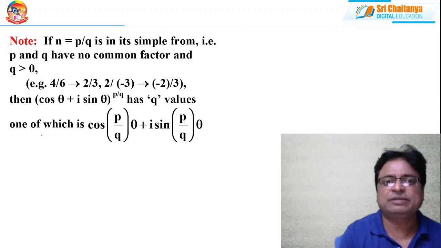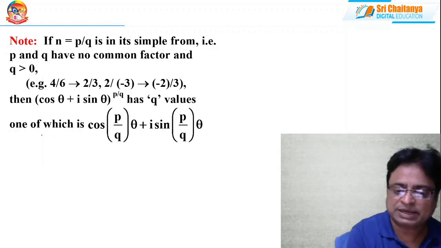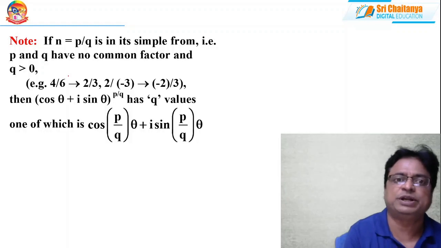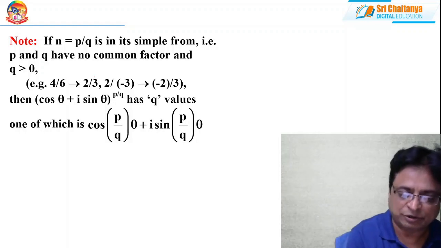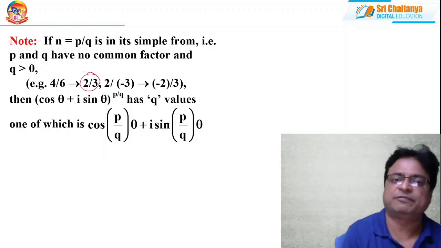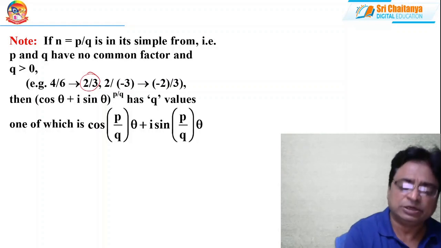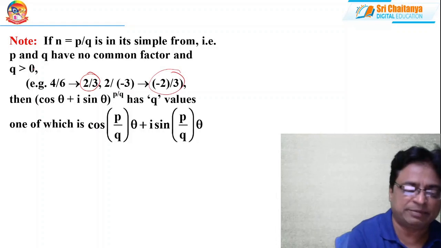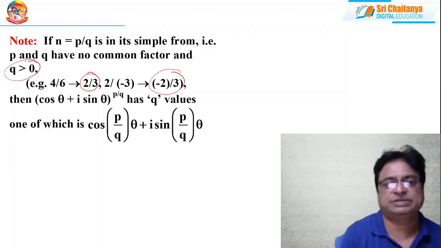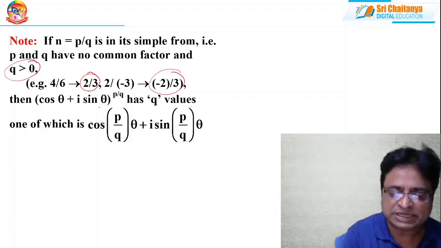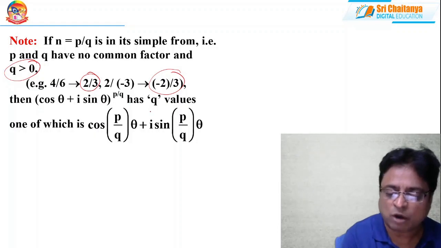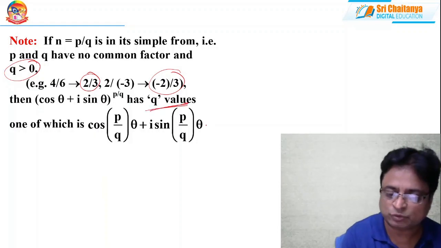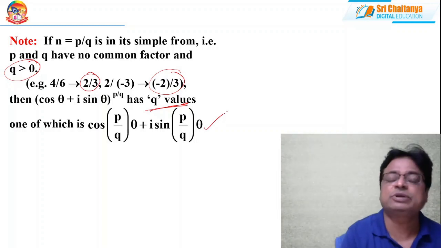Okay. So here p by q is what? It is a complete simple form of the ratio. There is no common factor for both p and q. Suppose 4 by 6 is there, you have to write that in the form of 2 by 3. And 2 by minus 3 is nothing but minus 2 by 3. There is no negative quantity in the denominator. q is always positive. So (cos theta plus i sin theta) whole power p by q has how many values? As I said just now, q values, of which this is one of the values. Then what about the remaining values?